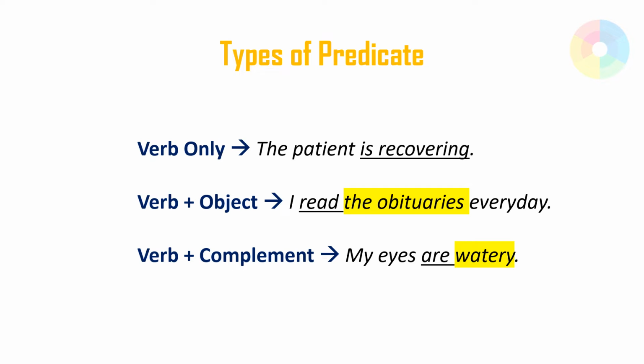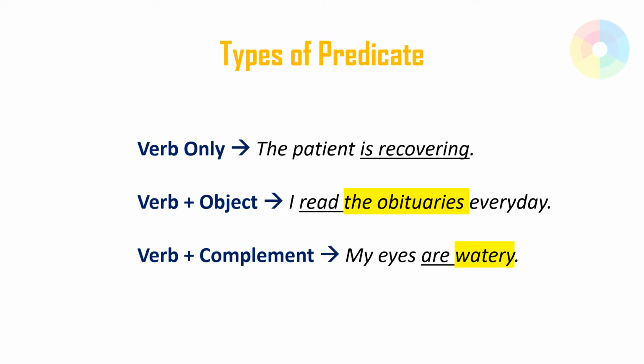The second type of predicate is verb plus object. I read the obituaries every day. So here, the predicate is read plus the object, the thing that's being read, the obituaries.